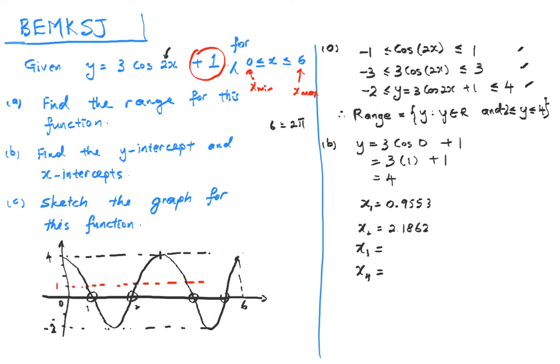2.1862. The third one? 5 point something? Is it 5 point something? 4 point something. 4.00970. Okay, x number 4.